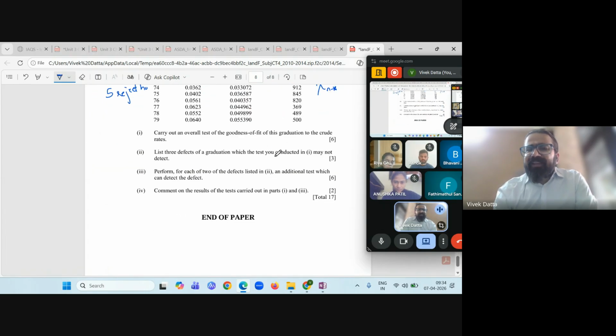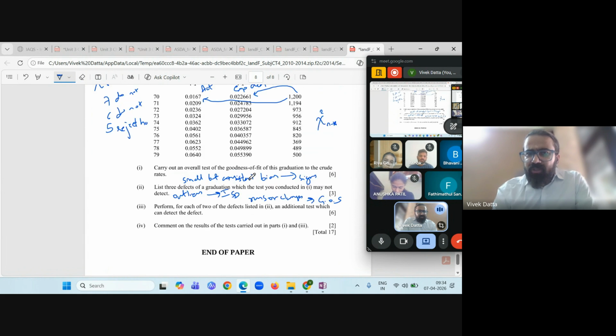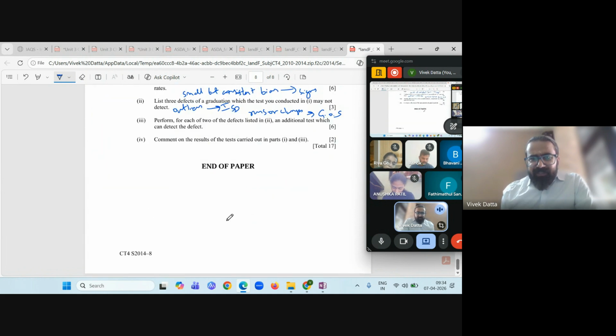Now list 3 defects. In these 3 defects, what are the defects? Outliers, which we will solve using ISD. You can have small but consistent bias, which we will solve using signs. And then you have runs or clumps, which we will solve using grouping of signs. Okay, so ISD, how do we solve? Very simple. You already know that. We bucket it into 8 columns, right?